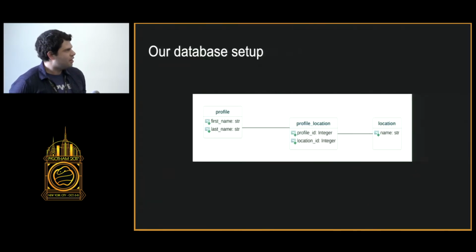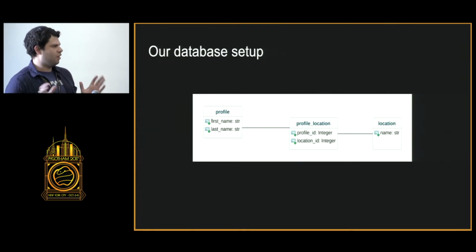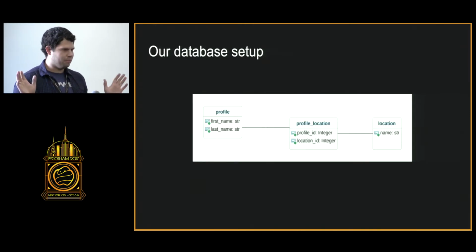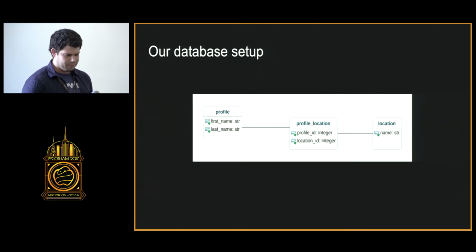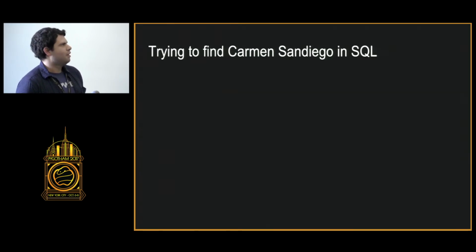Great, so first I'm going to set up the database that we're looking at. It's a very simple structure. It's literally just a profile that has a first and a last name, a location, and it's all connected through one junction table that has the profile ID and the location ID. Very simple database setup. So, we're trying to find Carmen Sandiego in SQL.